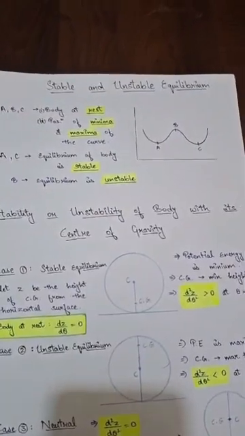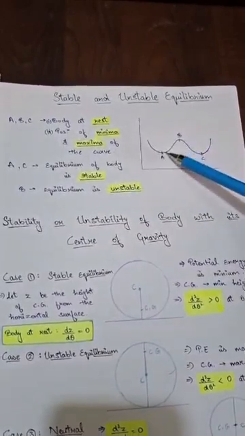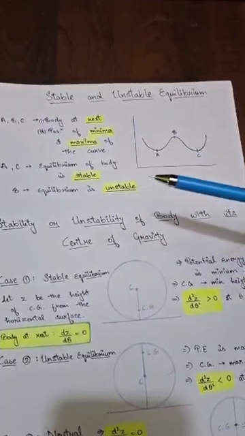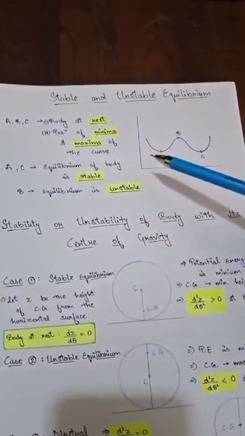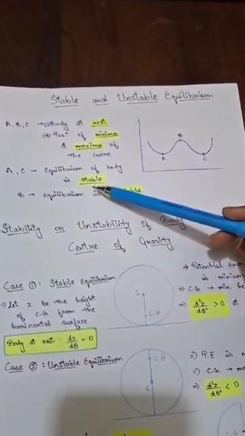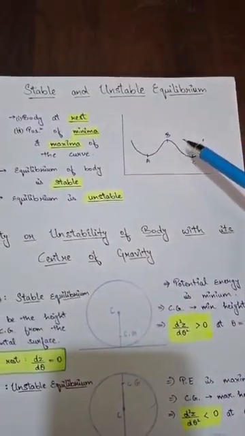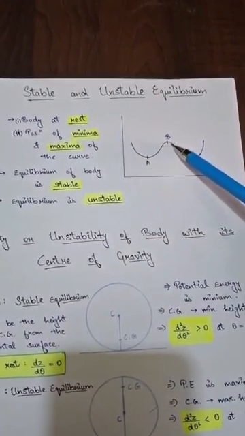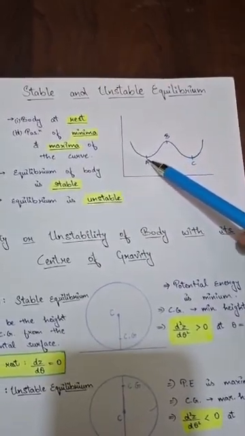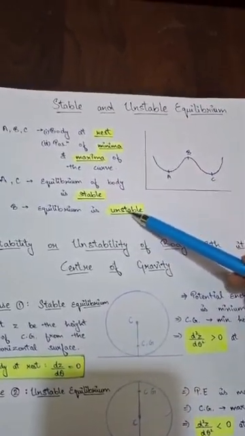As per the definition, if the body is slightly displaced from the position of rest, that is position A and C, then it will try to come back to its original position of rest. Here the equilibrium of body is stable, so we can say the body is in stable equilibrium. Whereas if it is displaced from the position at B, then it will try to go further away from the original position. Here we can say that the equilibrium of the body is unstable.